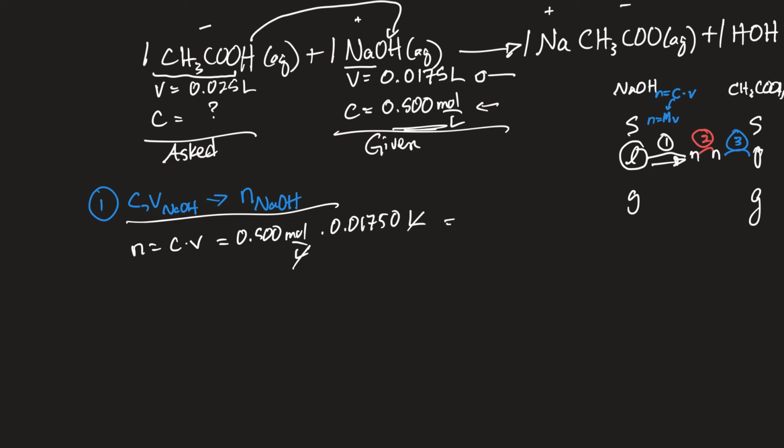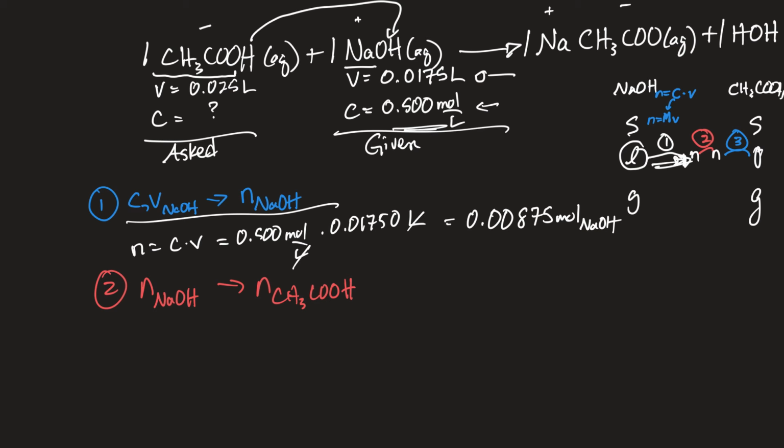So how many moles is that? Let me get my calculator. 0.500 times 0.0175 will be 0.00875 moles of sodium hydroxide. Okay, step 1 done. Now, step 2, that's my red step. I'm going to convert the moles of sodium hydroxide to moles of acetic acid. So I'm getting across the river. To do that, I write what I have, 0.00875 moles of sodium hydroxide.